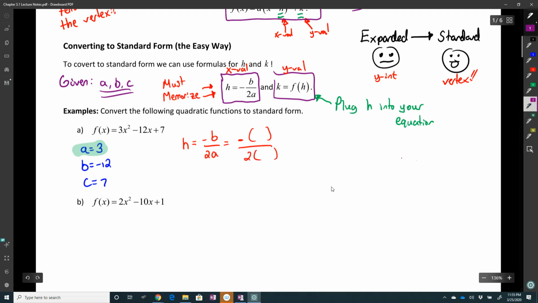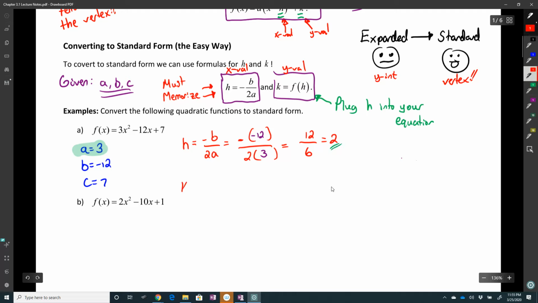And all we do is plug in B and A. So B is negative 12 and A is 3. So we work it out. Double negative is positive. 12 over 6 is 2. So we got our H.